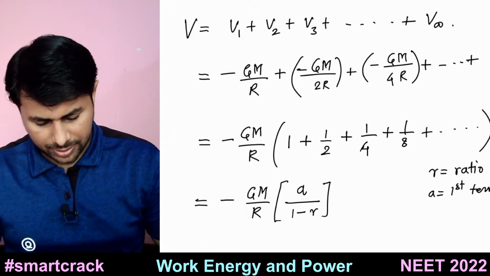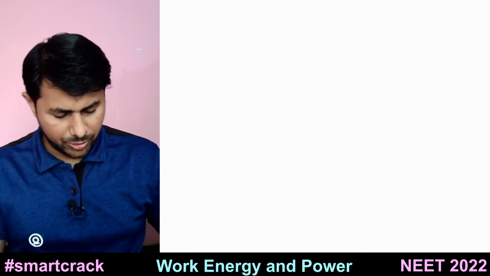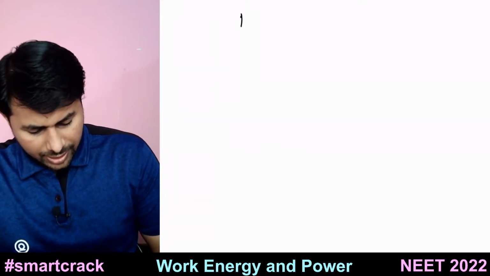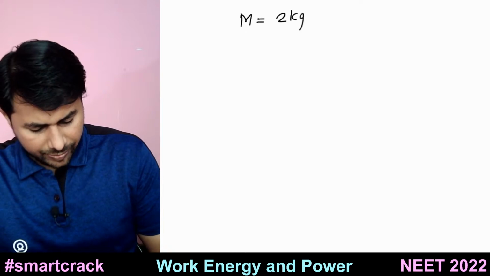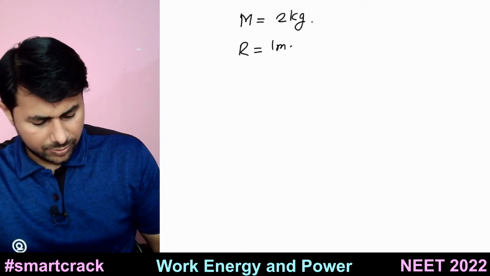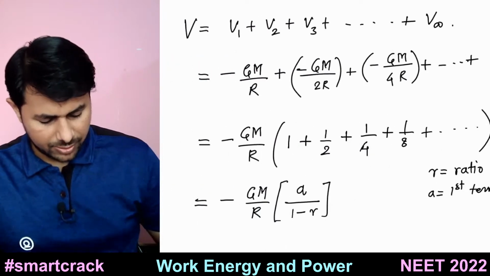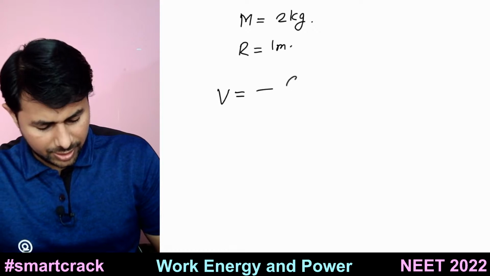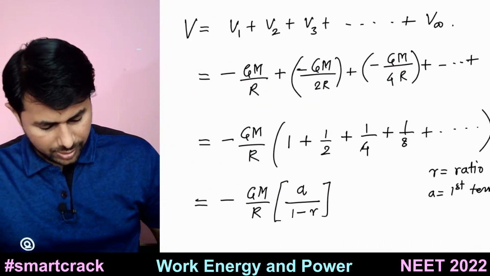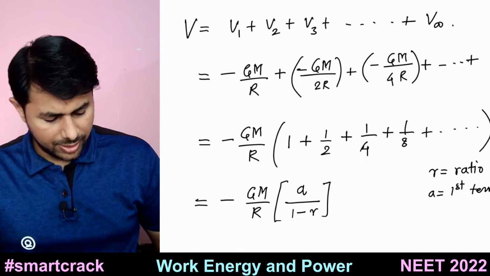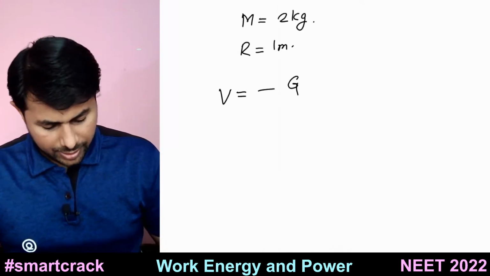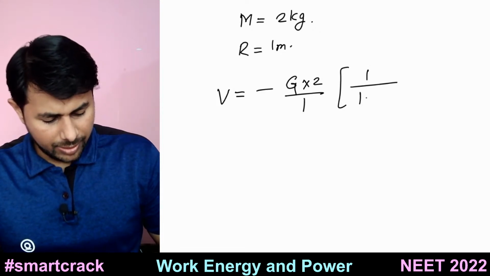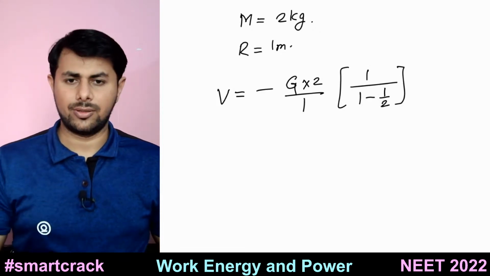So yes, let's substitute on another page. So it is minus of, we are given M is equal to 2 kg, R is equal to 1 meter. We can substitute that too. So we get V is equal to minus of G into M is 2, R is 1. So G into 2 divided by 1 multiplied by 1 upon 1 minus half.